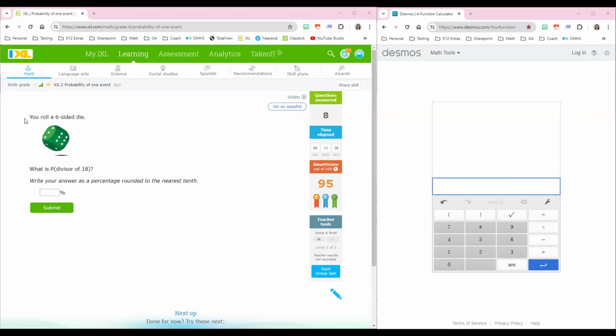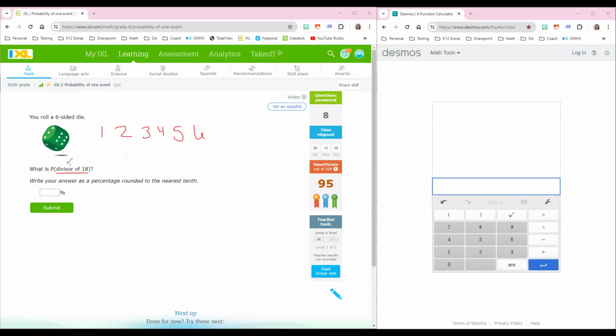So it says you roll a 6-sided die. What is the probability that it's a divisor of 18? Well, before I even get into this, let's list out our numbers, because especially on ones where it's a little bit more complex like this, it can be nice to have a list so you can check each possible option. So we have a die and it has the numbers 1 through 6 on it.